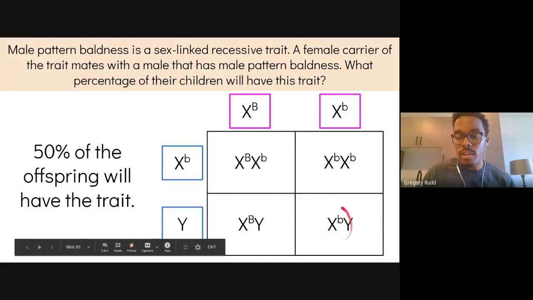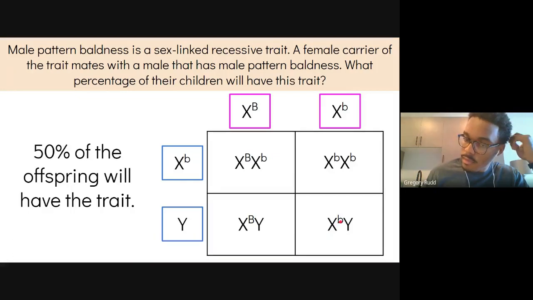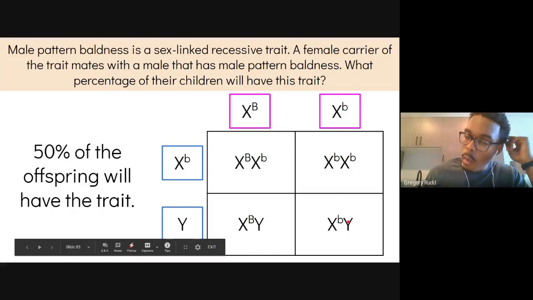And then down here, X recessive BY, this is a male who has a recessive allele. So he must have developed the baldness. So of course he has it. So we've got two offspring who develop baldness. They both will develop the trait.